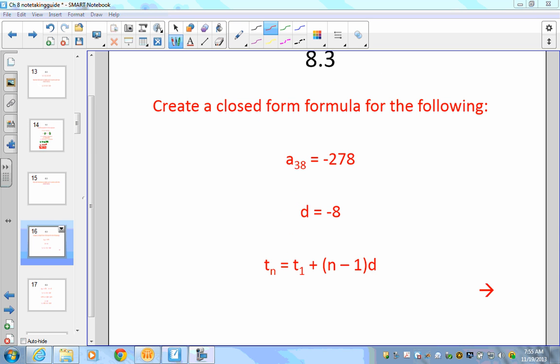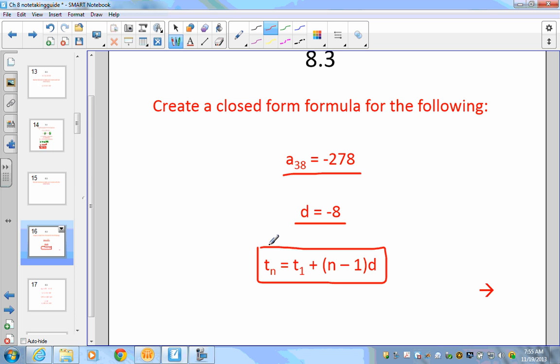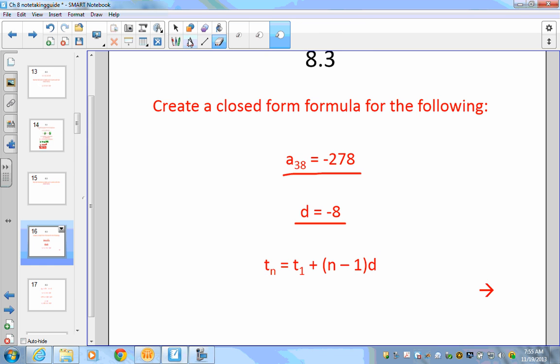Now in this next slide, what we're going to do is create a closed form formula for the following. So now we're not given our sequence. What we're given now is our 38th term. We're given our common difference, and we need to create an equation. This case is a little different because we're now going to be solving for our very first term.